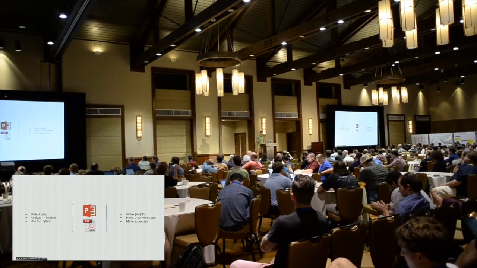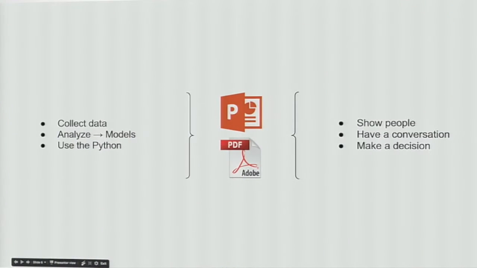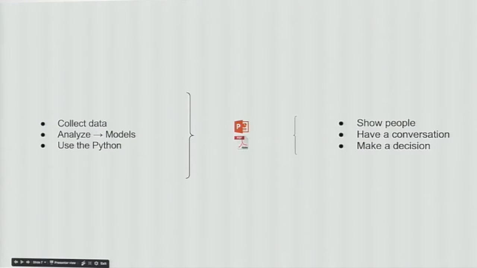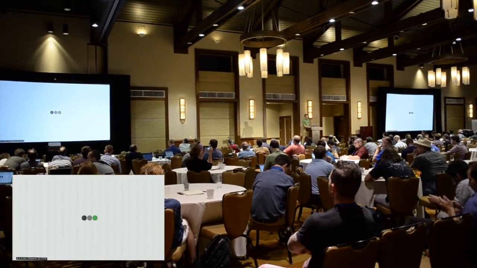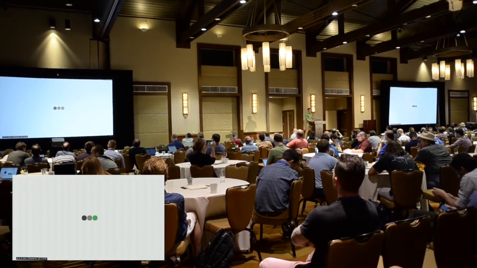So we use PowerPoints, we use PDFs, and this means that you're showing people, you want to have a conversation to make a decision, but that pipeline of communicating with them is so compressed. Those tools are not allowing us to do our best work and make our best decisions. And so these are the types of problems that we've been thinking about at 3 Point.